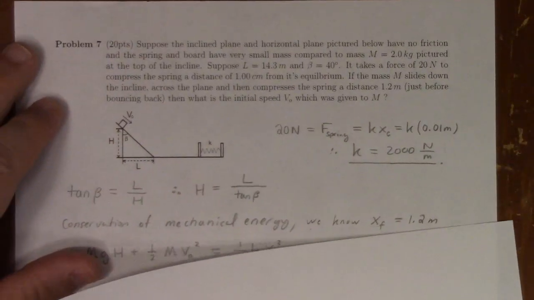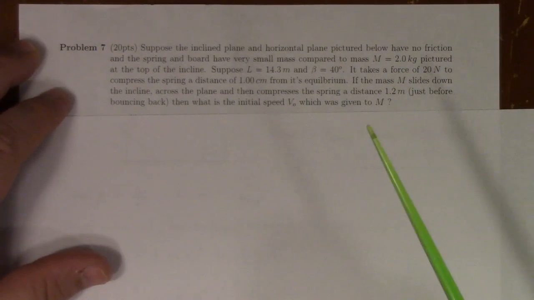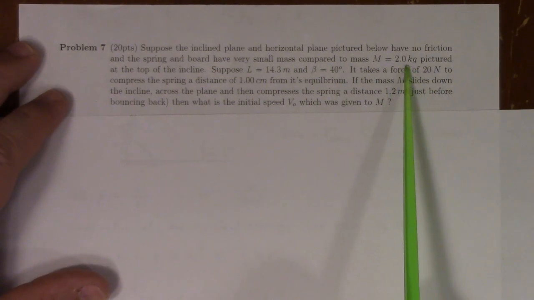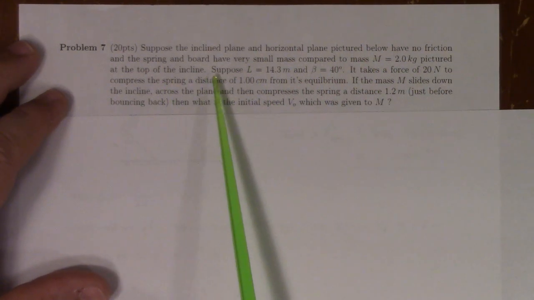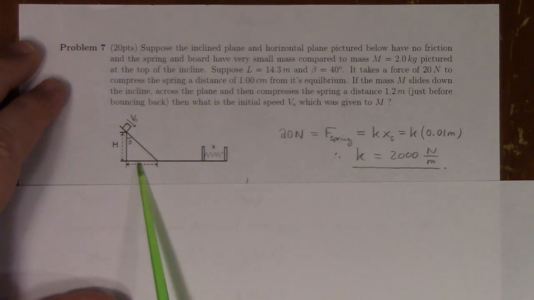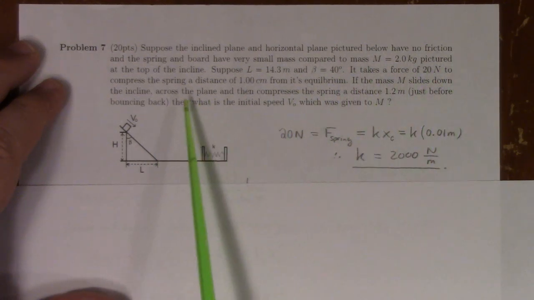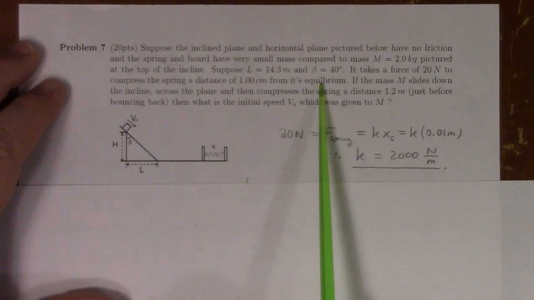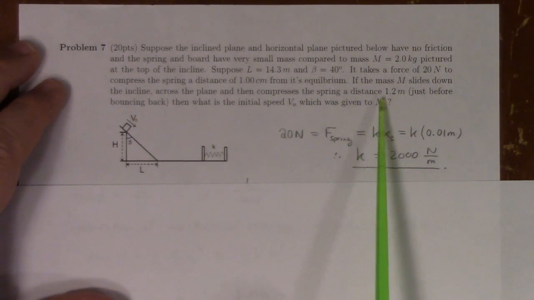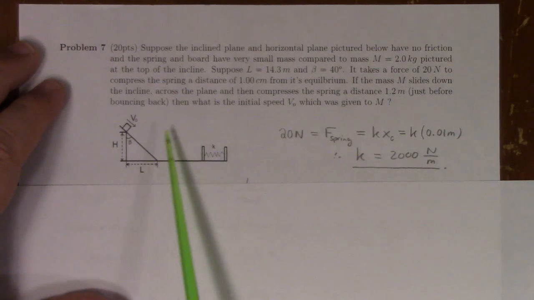problem 7. Problem 7, we have an inclined plane and a horizontal plane pictured below. No friction. The spring and the board have a very small mass compared to the 2-kilogram mass pictured at the top of the incline. Given the length, let me look here, this length is 14.3 meters. The angle beta is 40 degrees. It takes a force of 20 newtons to compress the spring a distance of 1 centimeter from its equilibrium. The mass m slides down the incline across the plane, compresses the spring a distance of 1.2 meters just before bouncing back. What's the initial speed which was given to the block?